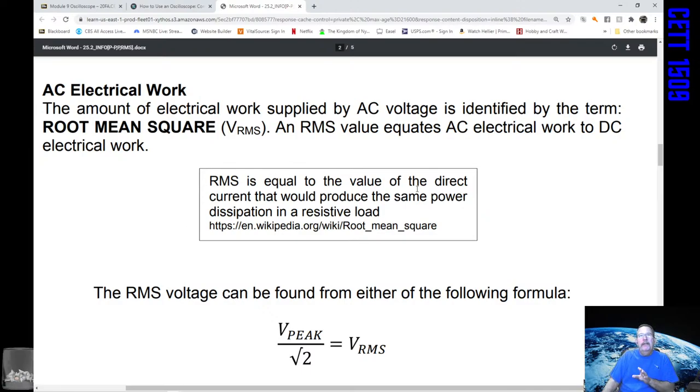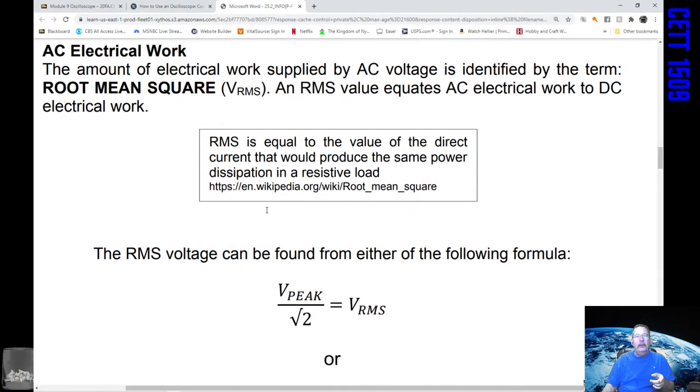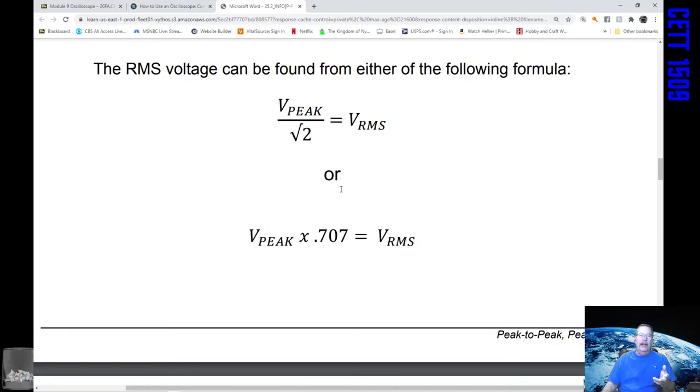So RMS is equal to the value of the direct current that would produce the same power if it had a resistive load that's dissipating the heat. The RMS voltage can be found from either of the following formulas. You would take the peak voltage and divide by the square root of 2, and that would give us the volts RMS. Or, and this is my favorite, just take the peak voltage and multiply it by 0.707, and that gives you the RMS voltage.